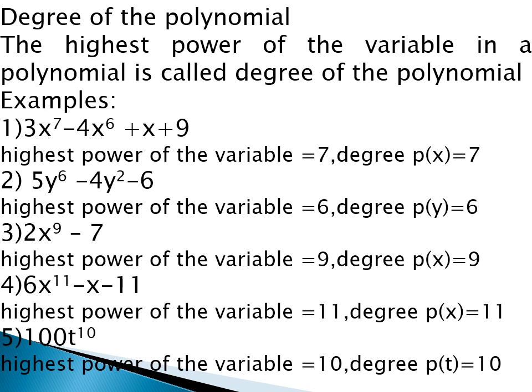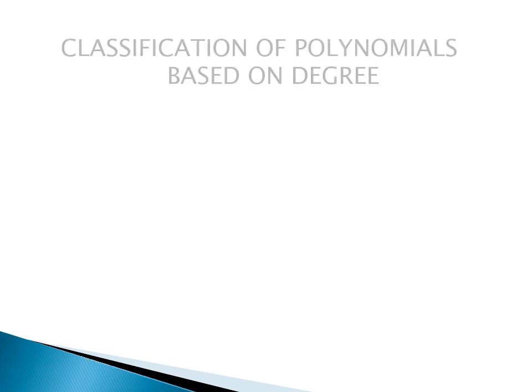One more example is there, 100t raised to 10. The highest power of the variable equals 10. So the degree of p of t equals 10. The variable is t only, so they changed the name from p of x to p of t. That means the degree of p of t equals 10 only.